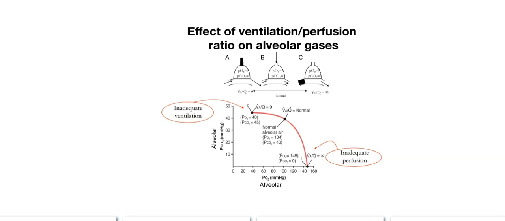What's wrong with the perfusion side? Your denominator is... when you divide it, you can't divide by 0. So you get infinity.